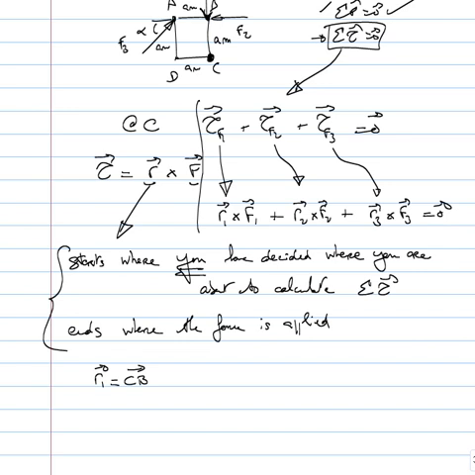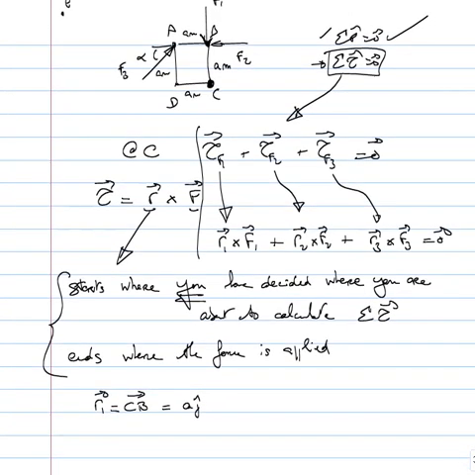In this particular case, if R1 is CB, this is the same as AJ. F1 is directed down. It has only one component, which is the J direction. R1 and F1 are parallel to each other. They're acting on the same line of action. Therefore, the torque due to F1 is obviously 0.